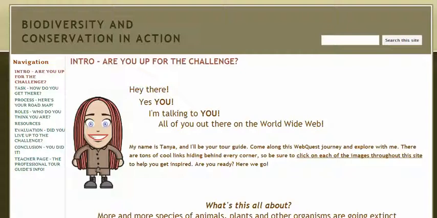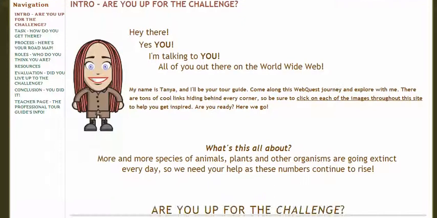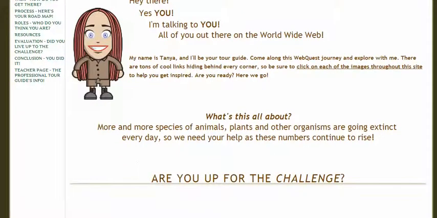My WebQuest is titled Biodiversity and Conservation in Action, and this is Tanya. She's the tour guide, and she takes us through as we explore on this WebQuest journey. Right now, she's letting us know to click on all of the images throughout the site, as they have a link attached that discusses either biodiversity or conservation efforts that are in place for the species you see. So what's this all about?